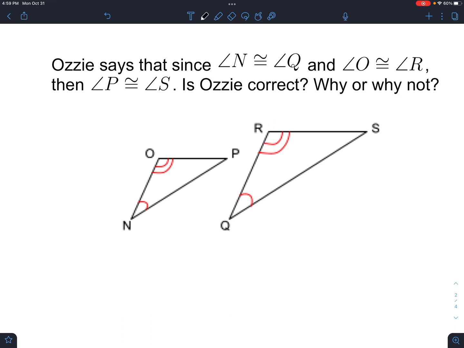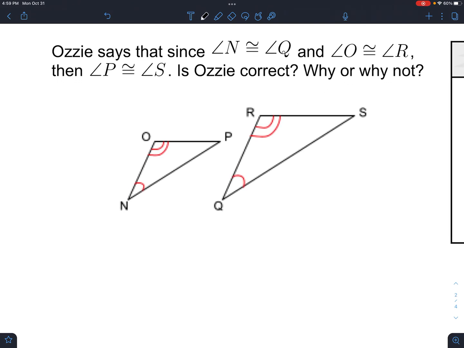Okay? And here's an interesting idea. Ozzy says that N and Q match up and O and R match up. So that means that P and S must match up. Is that right or wrong? Long story short, yes, this is a true thing. Just to prove it, I don't want to go through the entire proof with you, but let's say that we knew the measurements like that.